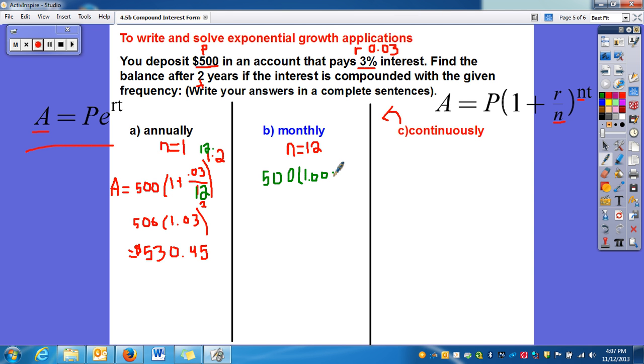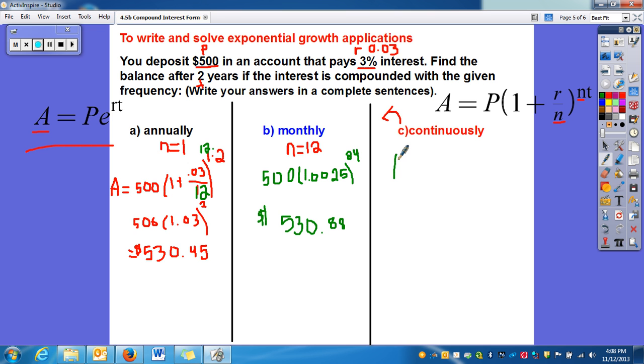And the reason the 1's there is because we're growing by 100%. We talked about that in class for other applications. And then 24. And even though we're compounding more frequently, these two numbers should end up being the same. So I'm going to calculate that out. And again, follow your order of operations. And this comes out to be $530, but our cents change, and 88 cents. So you earn a little bit more money in 2 years if you compound it monthly.